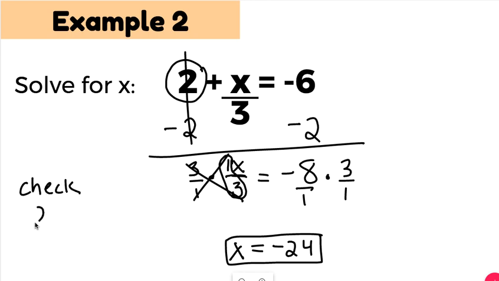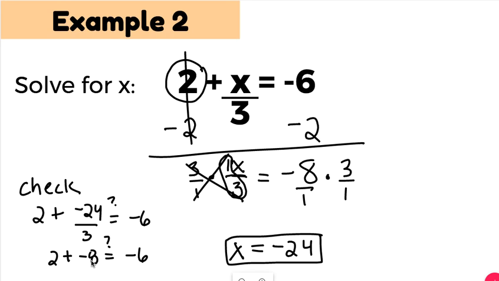To check this, I'm just going to substitute and see if this equals negative 6. Do my division first. I get 2 plus negative 8. A negative divided by a positive is negative. 24 divided by 3 is 8. 2 plus negative 8 is negative 6. Remember, I have different signs, so I find the difference. The difference between 2 and 8 is 6. I have more negatives, so my answer is negative.